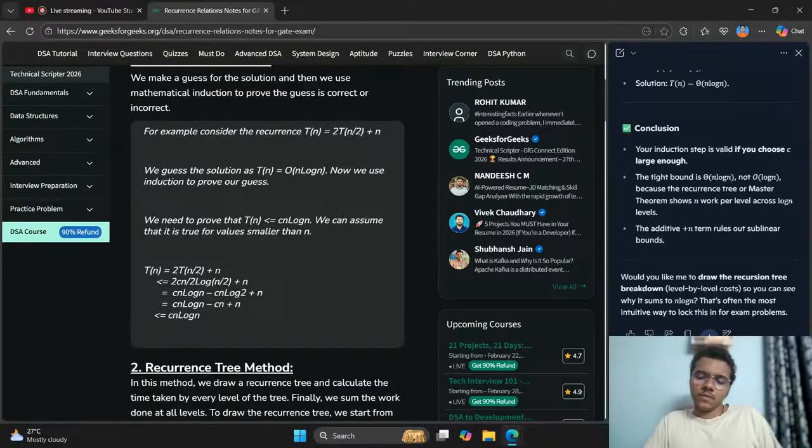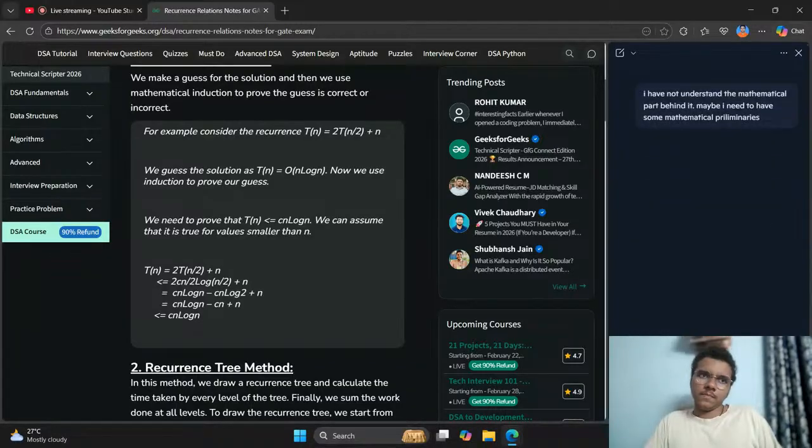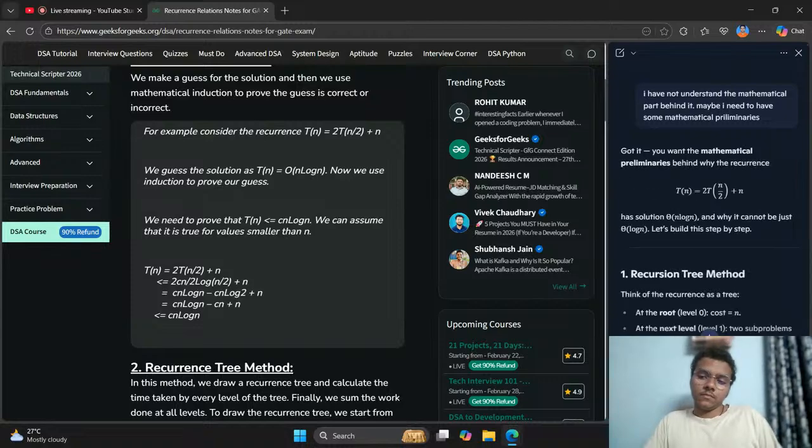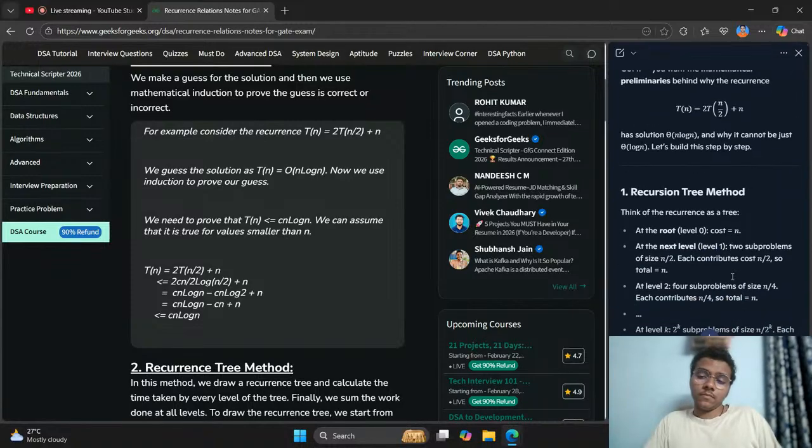I have not understood the mathematical thought behind it. Maybe I need to have some mathematical play with this. Think, okay, recurrence tree method.